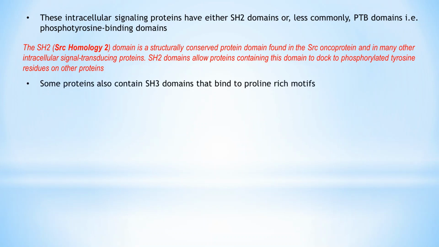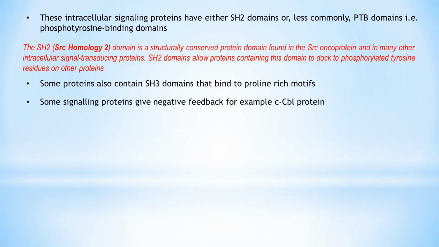Many signaling proteins also contain other domains such as SH3 domains that bind to proline-rich motifs of the intracellular proteins. These signaling proteins, after binding to the activated receptor, propagate the signal downward. However, some signaling proteins on the other hand give negative feedback, for example the CBL protein.